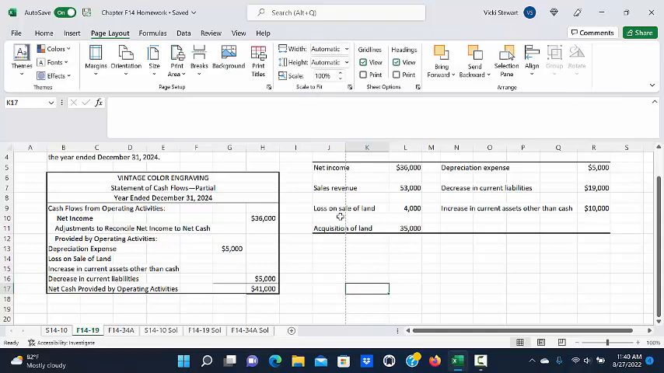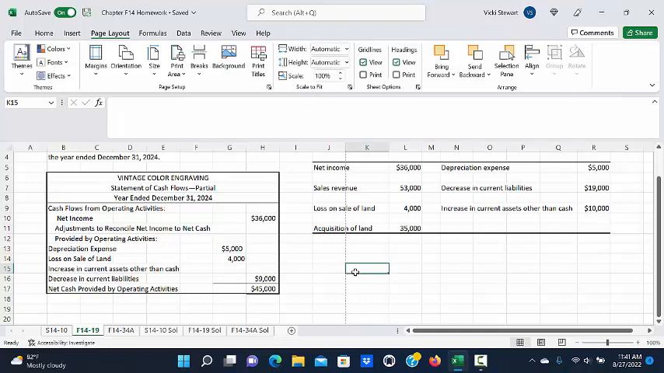We also see that we had a loss on the sale of land for $4,000. So that means that when we sold some land, we sold it for less than the amount that we originally paid for it. But this was not an actual expense. Also, any proceeds from the sale of land would be in the investing activities section and not in the operating activities section. But the $4,000 loss on the sale of land would have been subtracted to determine net income on the income statement. So we would also need to add back that $4,000.